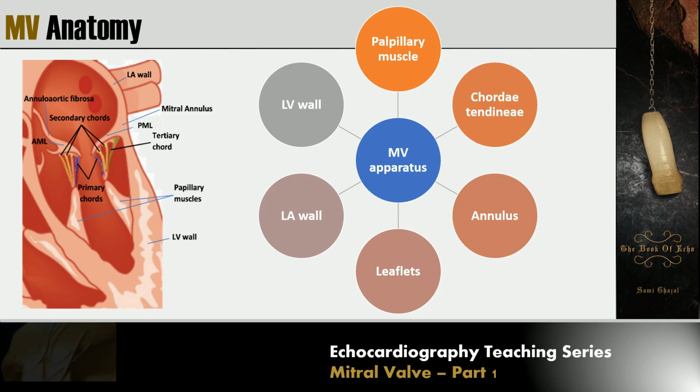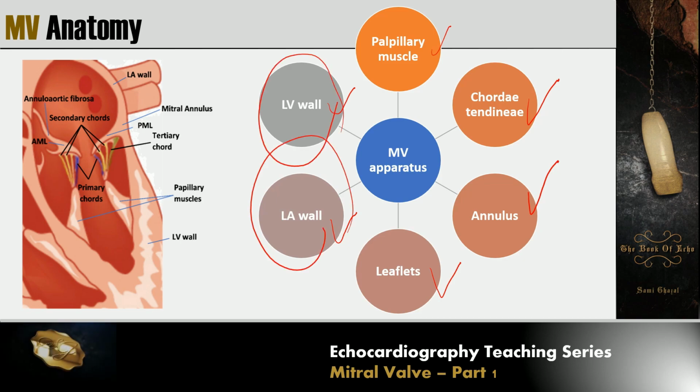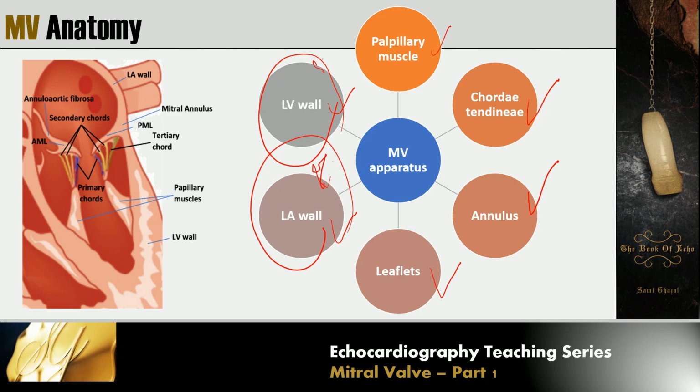It is important to understand that we are talking here about the mitral apparatus, and the mitral apparatus really consists of not only the mitral valve, but also the mitral papillary muscle, the chordae tendineae, the mitral annulus, and the leaflets. The LA wall is part of the mitral apparatus, as well as the LV wall. And the reason for including the LA wall and LV wall is that sometimes pathology in the LV or pathology in the LA can cause mitral valve disease.